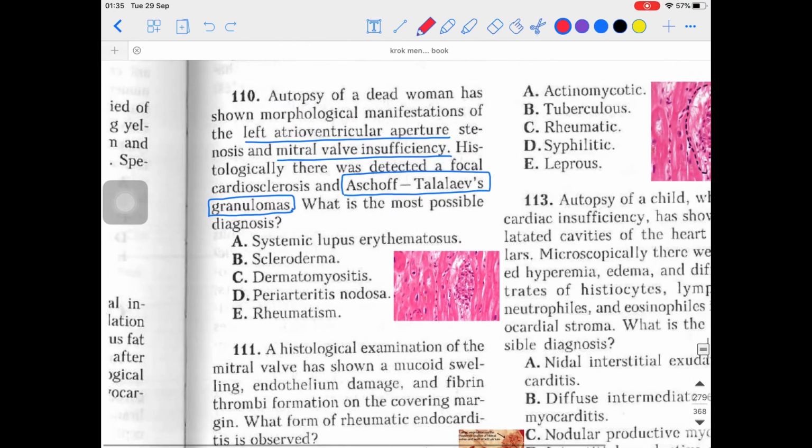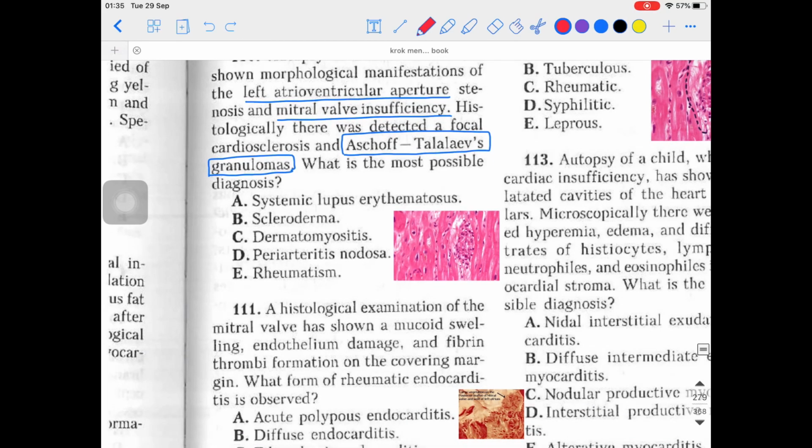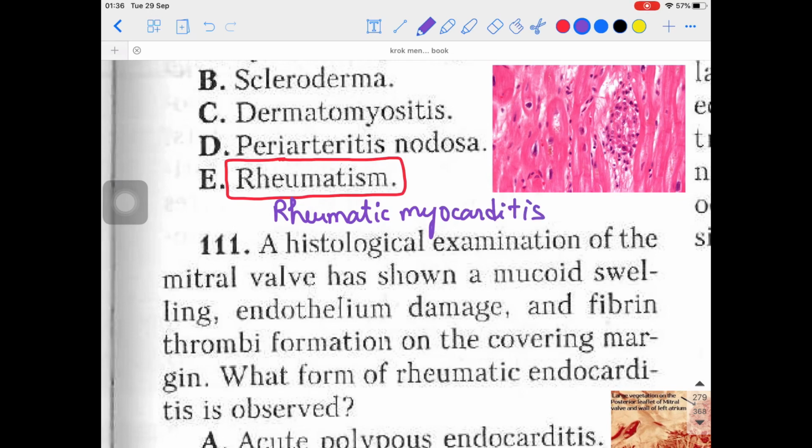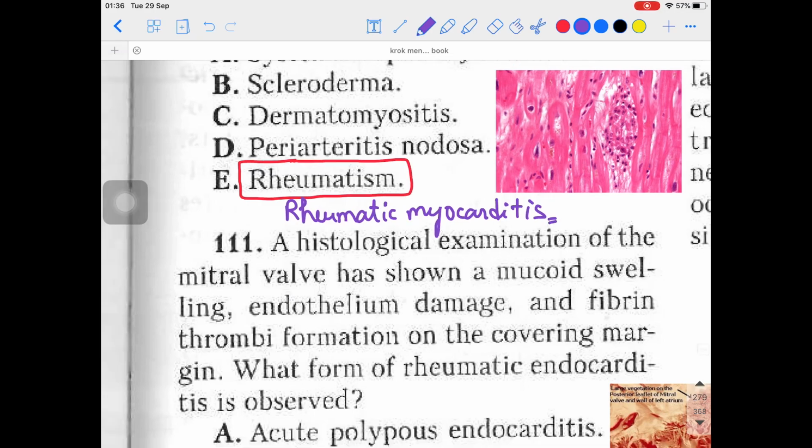So over here, what is the most possible diagnosis? That will be rheumatic myocarditis, and among the given options, that is option E. They gave the option of rheumatism. Okay, rheumatism, or you might write rheumatic myocarditis as well. That will be more specific. So that is rheumatic myocarditis, isn't it? So that is the case over here. Fine, let's move on to the next one.